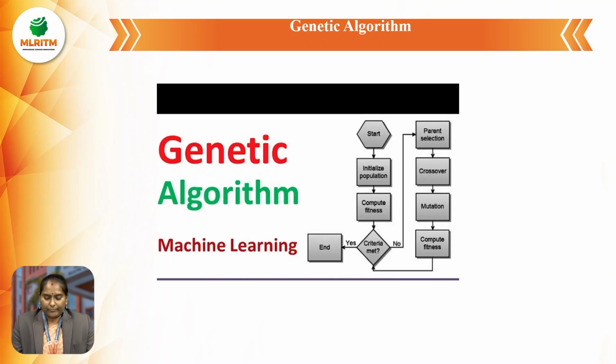So this is the flowchart of the genetic algorithm. Here we have to start with the start button and then initialize the population, then compute fitness. If the fitness criteria are met, that is, if the condition is satisfied, we do not need to go to other operations. If the condition is not satisfied, we have to move to the operators like selection, crossover, mutation, and finally end.